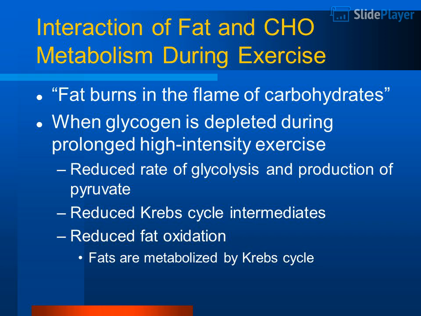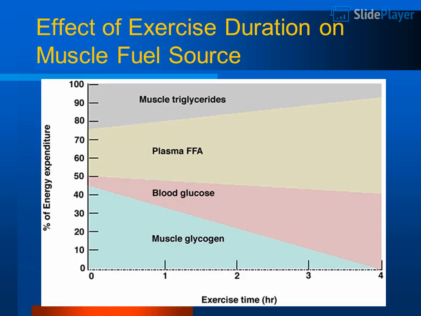When glycogen is depleted during prolonged high-intensity exercise, there is a reduced rate of glycolysis and production of pyruvate, reduced Krebs cycle intermediates, and reduced fat oxidation, because fats are metabolized by the Krebs cycle. Effect of exercise duration on muscle fuel source.